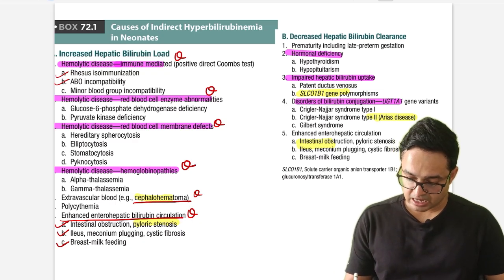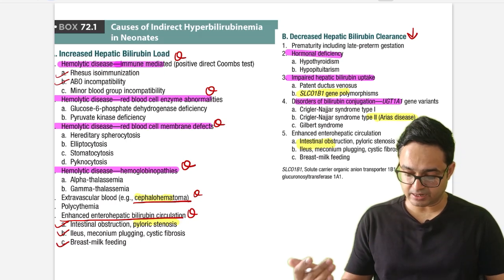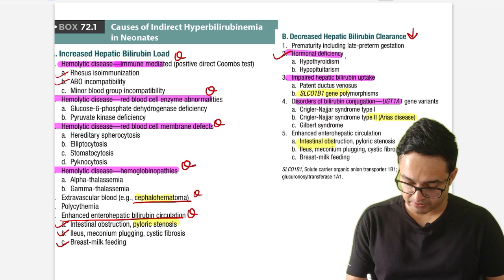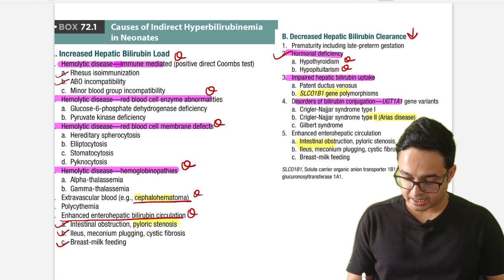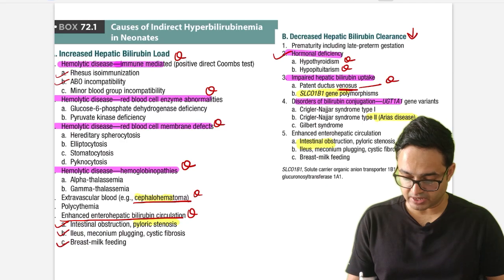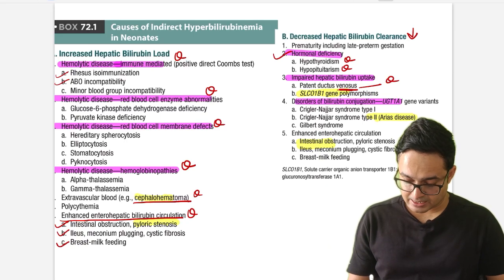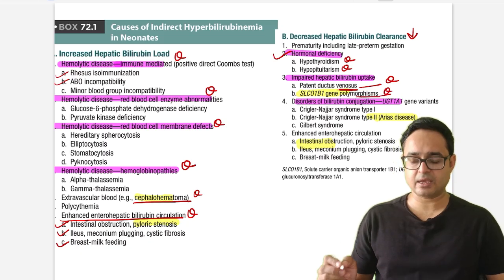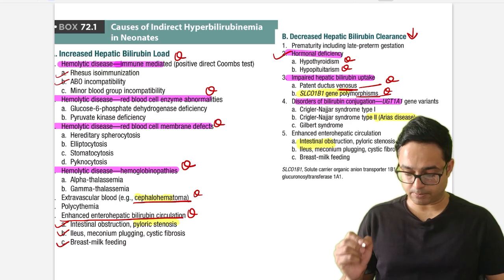Next, decreased hepatic bilirubin clearance. In which condition is bilirubin not cleared? Hormonal deficiency, again very much important: hypothyroidism and hypopituitarism. Impaired bilirubin uptake: patent ductus venosus. Just see, this is not arteriosus. Again very much important. Patent ductus venosus. And the SLCO1B1 gene polymorphism. This is a previous year INI-SS question. So SLCO1B1 gene polymorphism is important.